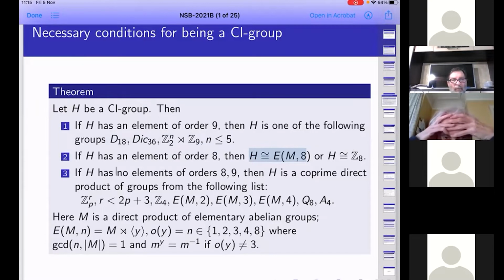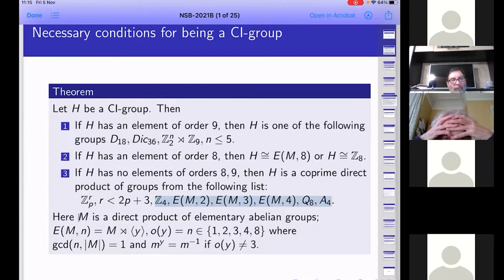So, if H has no element of order 8 or 9, then it should be a coprime direct product of the groups from the following list. So: an elementary abelian group, the rank of which is bounded by this number, Z4, or this non-abelian group, which you can see here. And what is EM2, 3, 4?